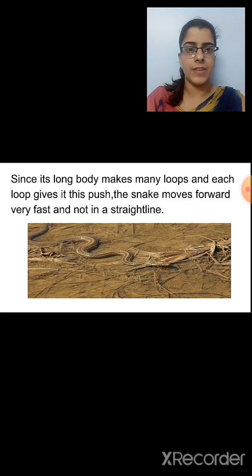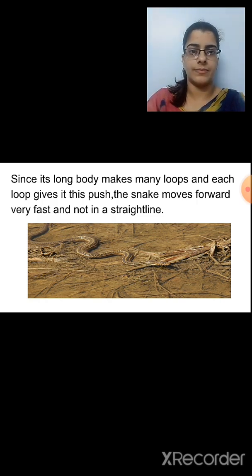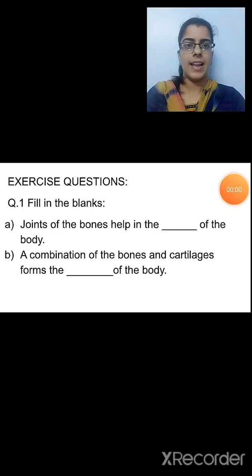Why do we see different movements in different animals? Due to the difference in the body arrangement, the difference in the skeleton, bones and muscles, the different animals show different movements. I hope this chapter is understood to you. Now we will solve the exercise questions. Let's begin with the exercise questions.